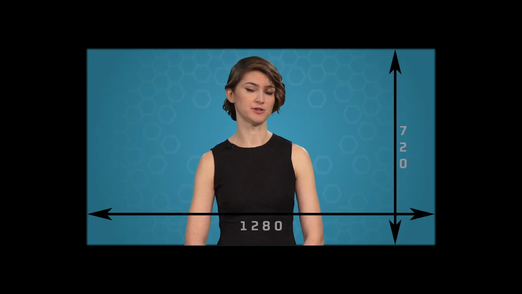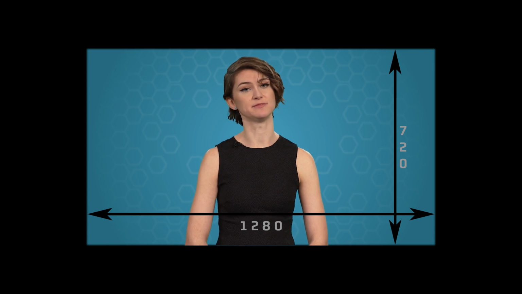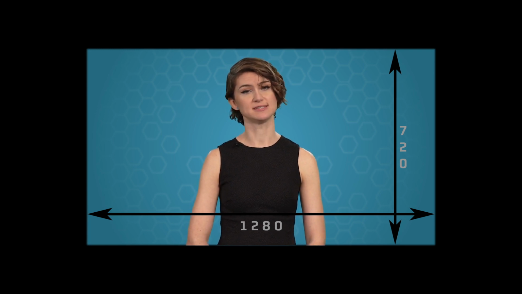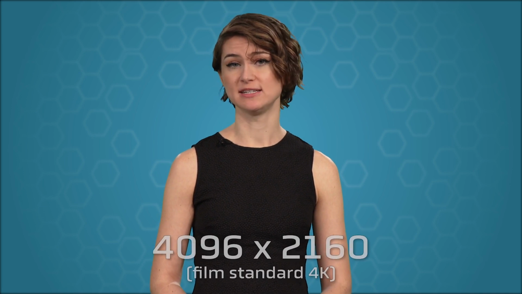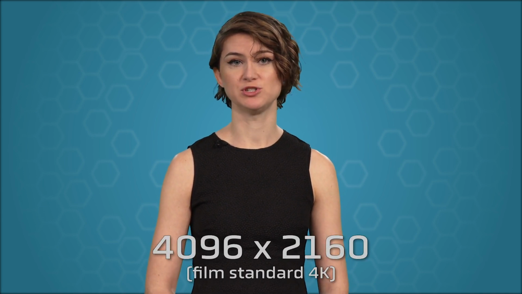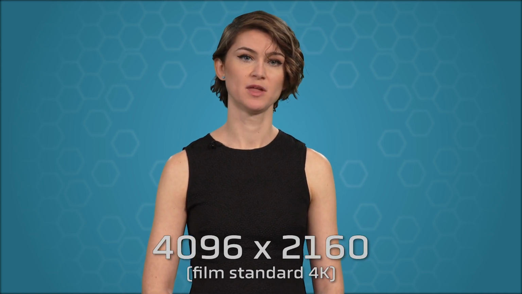HD can also refer to a resolution of 1280 by 720. You'll often see a 720 option on streaming platforms and mobile devices as a way to reduce your data requirements. 4K resolution refers to a horizontal resolution of about 4,000 pixels. This can also mean a couple different things. 4096 by 2160, which is used for the movie projection industry, or 3840 by 2160, which is also referred to as ultra-high resolution, or UHD.